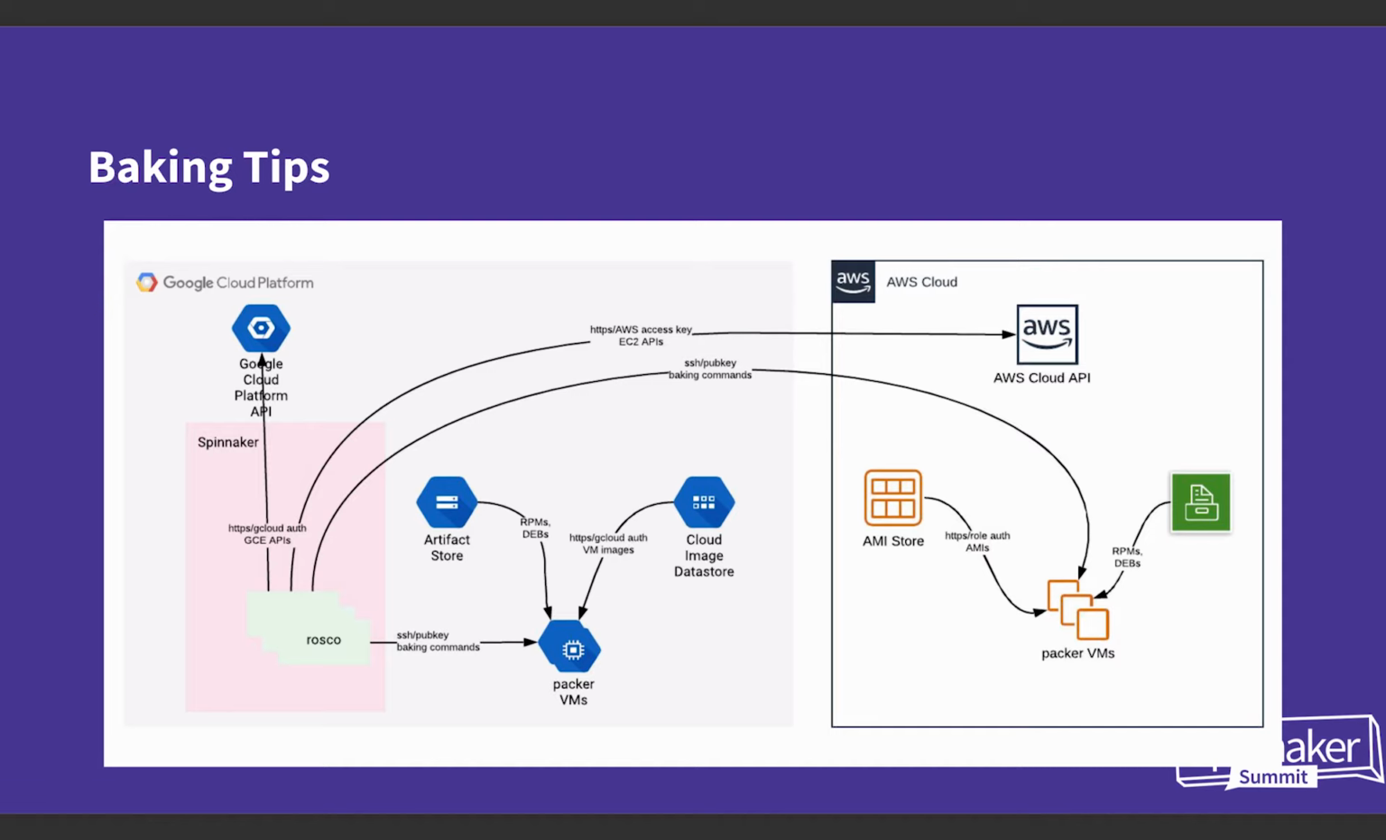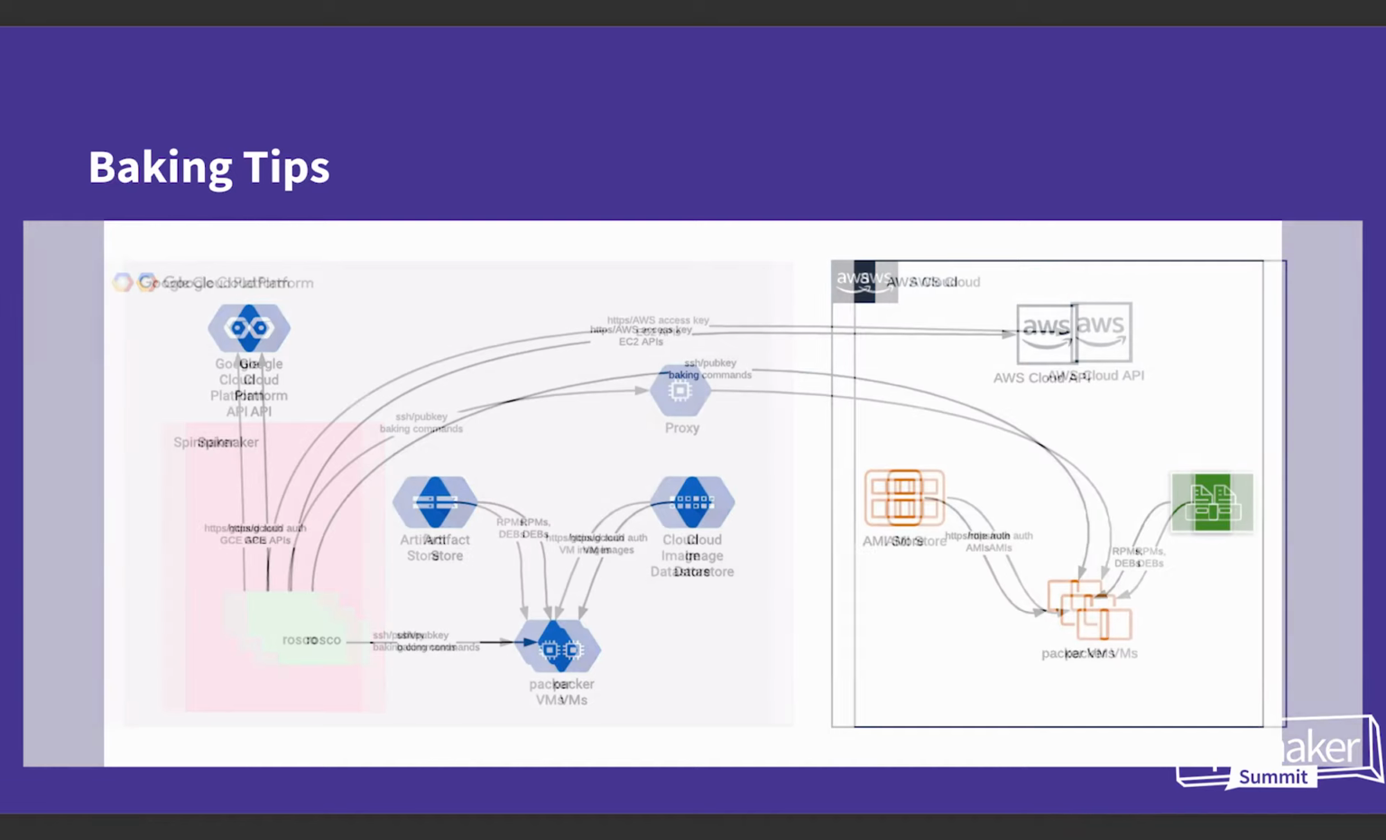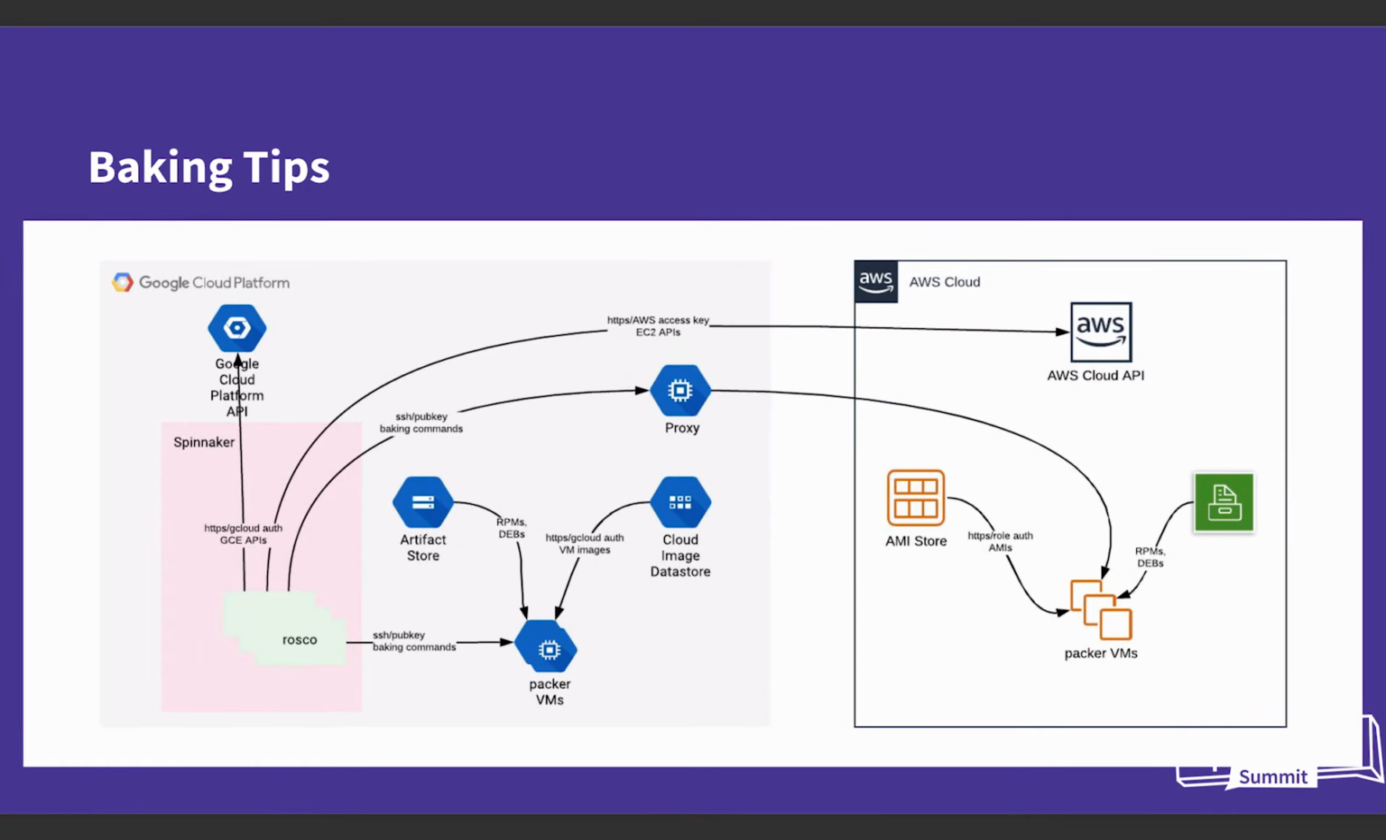So one way to go about it is to set up a SOCKS proxy on the GCP side, because Spinnaker is on the GCP side in this scenario, right? That configuration is actually going to be in the Packer template. So there's an SSH communicator as part of the Packer template where you can set that proxy.